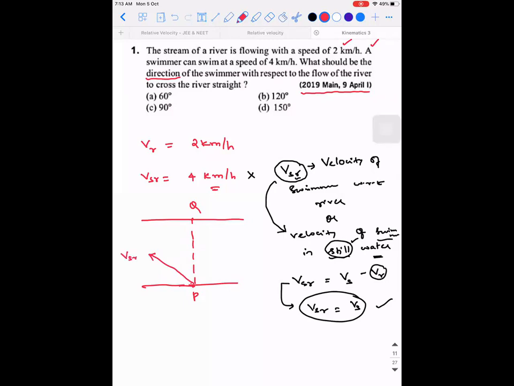So if this is the velocity of swimmer with respect to river, which is given as 4 km per hour, and this is the velocity of river, which is given as 2 km per hour. This is the angle theta. So they ask, what is the direction of the swimmer with respect to whom? You need to be very careful with respect to the flow of the river. So are they asking theta? What are they asking?